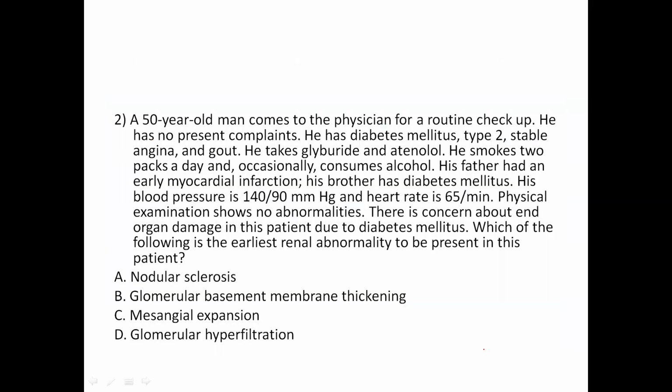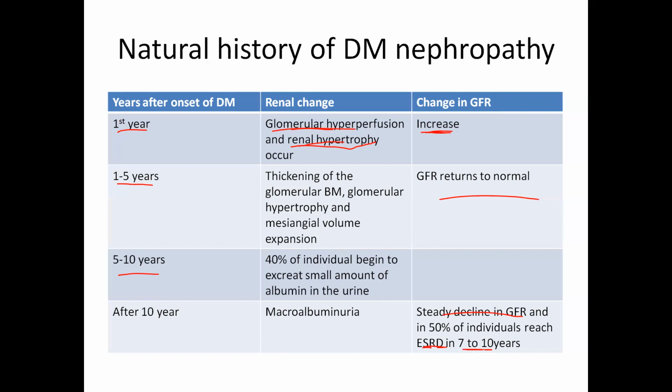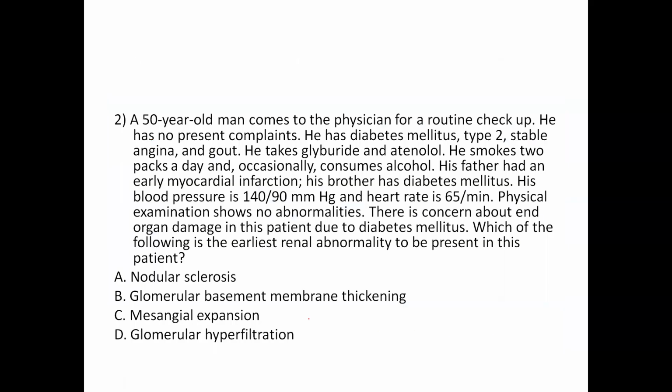So back to the question. From this discussion, what is the earliest renal abnormality to present in this diabetic patient? The answer is glomerular hyperfiltration, which occurs in the first year after onset of diabetes mellitus.